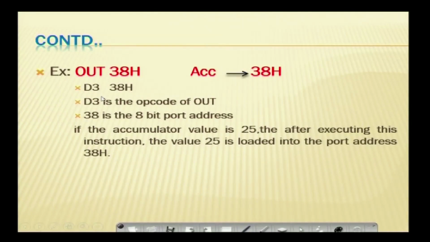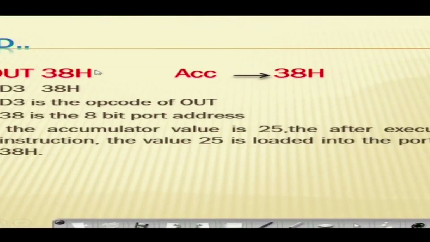Among 00 to FFH we can use any one of the addresses. Here we are selecting the address 38; D3 is the opcode for the OUT instruction, and 38 is the port address. If the accumulator value is 25, then after execution the value 25 is moved to the port address 38H. Let us continue with the timing diagram.